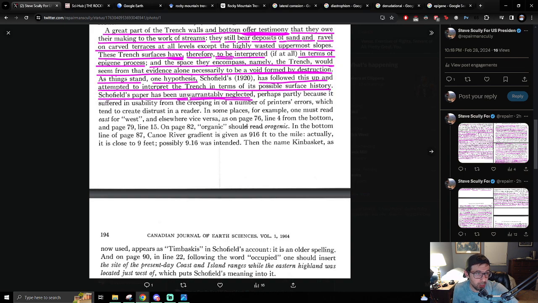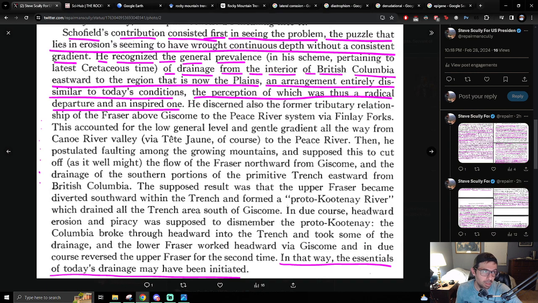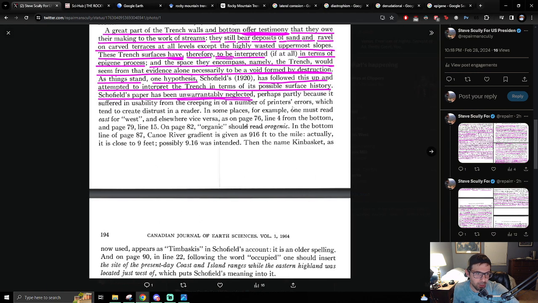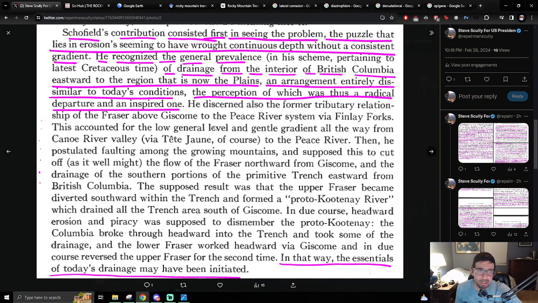Schofield's paper has been unwarrantably neglected. What a surprise. Schofield's contribution, although they point out some reasons like a typo, a missing word. They wrote west, they meant east, or whatever it says. Schofield's contribution consisted first in seeing the problem, the puzzle that lies in erosions seeming to have wrought continuous depth without a consistent gradient.